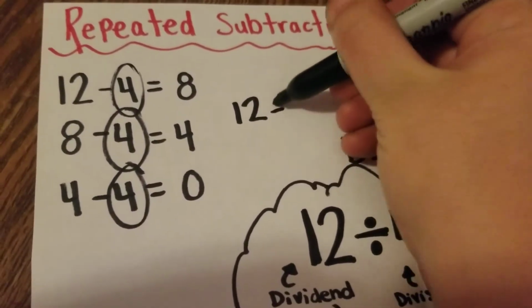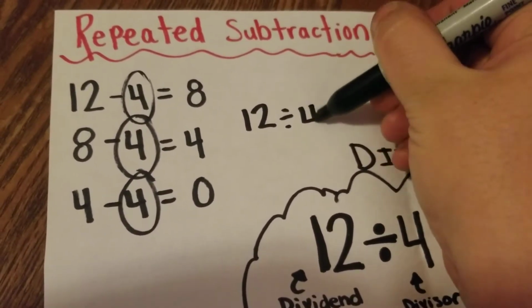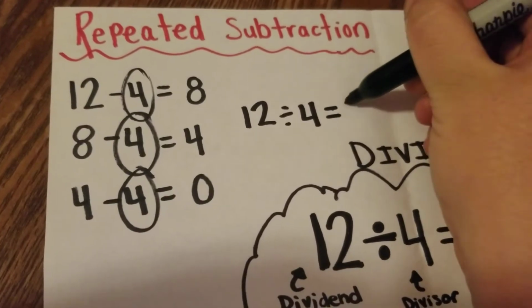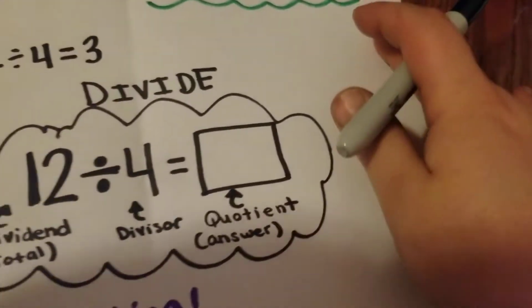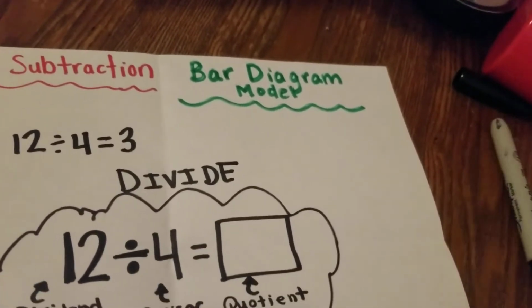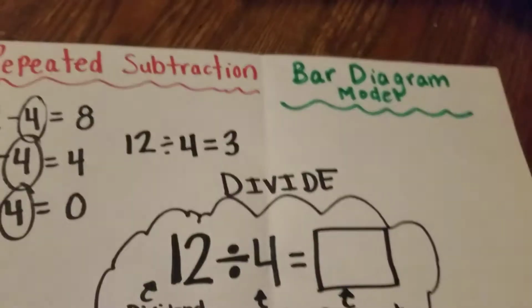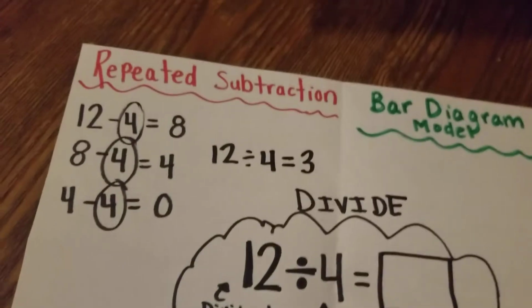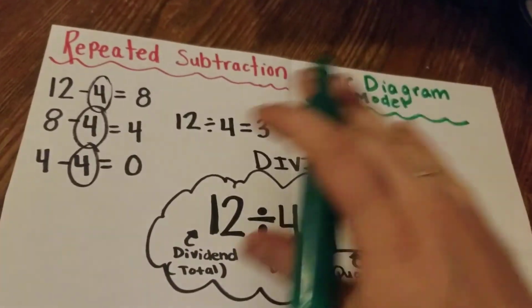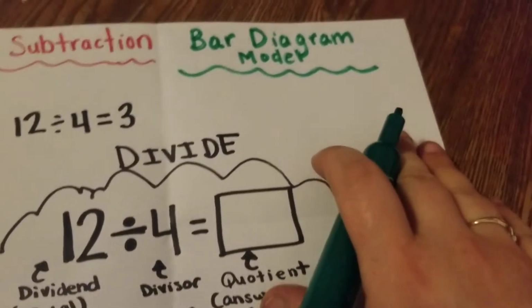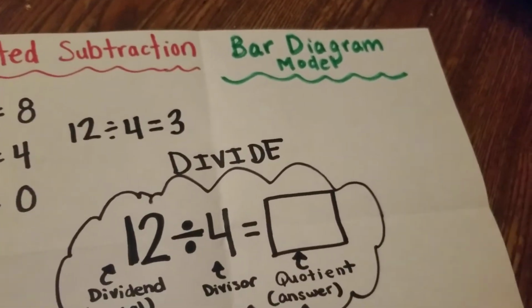12 divided by 4 equals 3. Let's try a bar diagram over here. Whoops, I should have done that in red, guys. Sorry. If you want to color code, it'd be a nice idea to have that in the same color. My apologies. Bar diagram model.